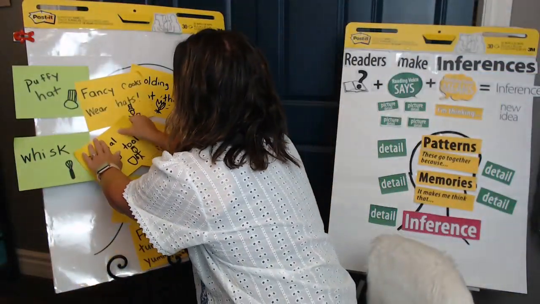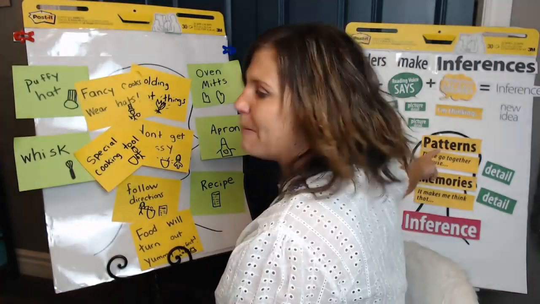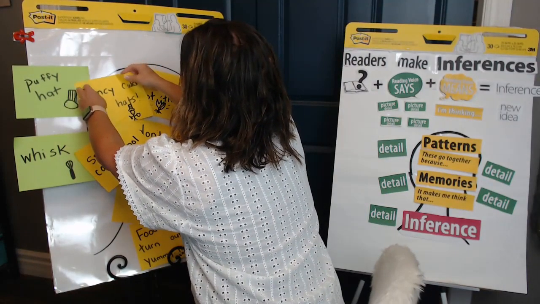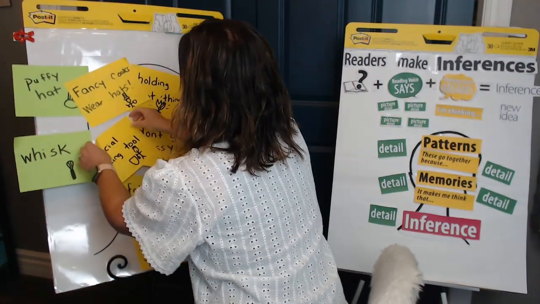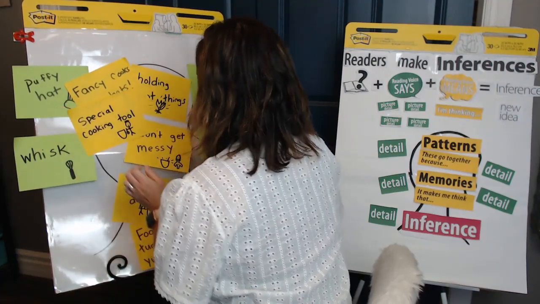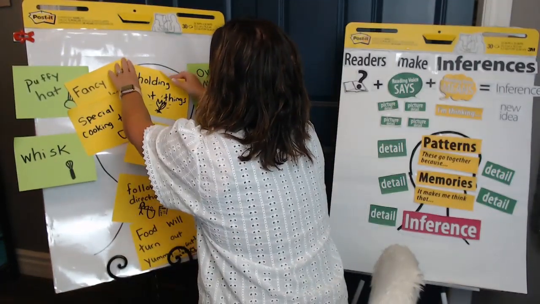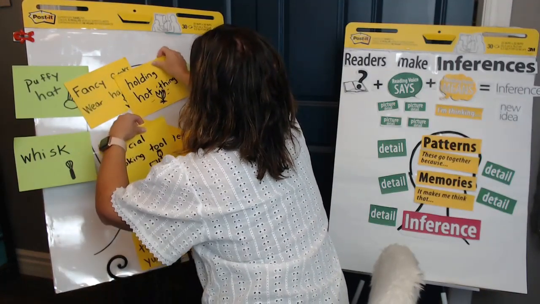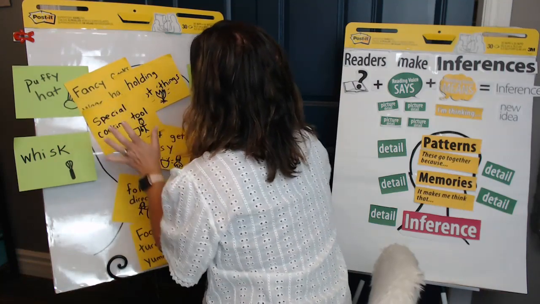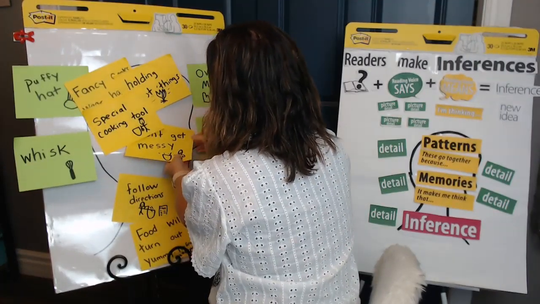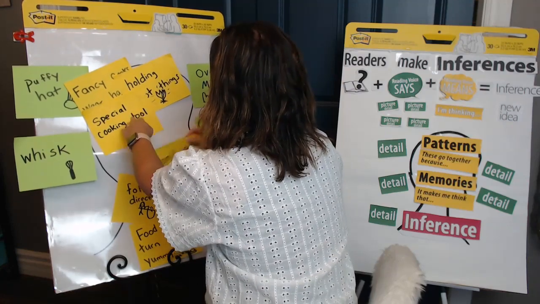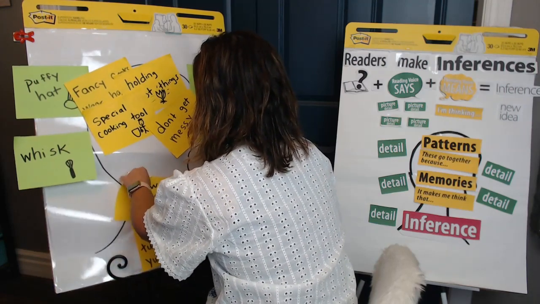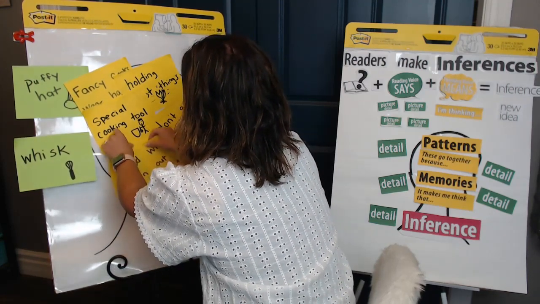And so now I remember I've got to start to see patterns and kind of put things together. So if they're wearing, I know fancy cooks wear hats and use tools. So I'm going to put that there. And then holding hot things, that kind of goes with tools there. So if I start to put, it's somebody that uses special cooking tools and holds hot things, and they don't want to get really that messy, and they're going to follow directions and use a recipe. That's sort of like a tool too.